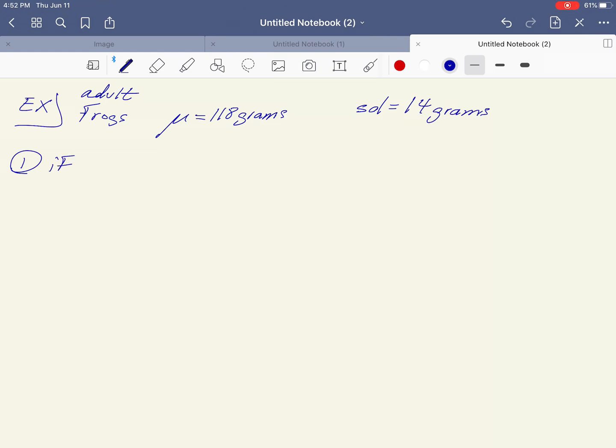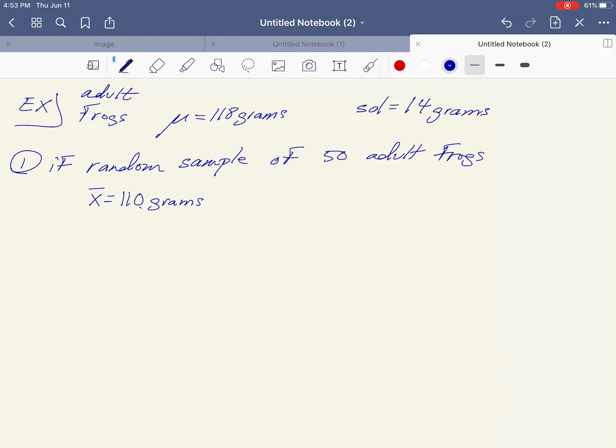So the first question we have is, if a random sample of 50 adult frogs is taken, and it gives a mean weight, so our x bar is equal to 110 grams, is this weight, this average for the 50 adult frogs, unusually low?